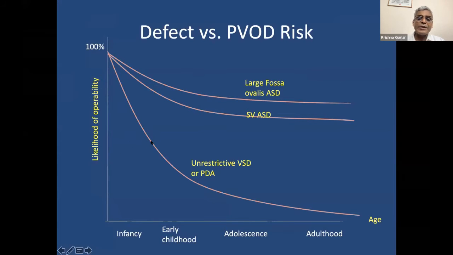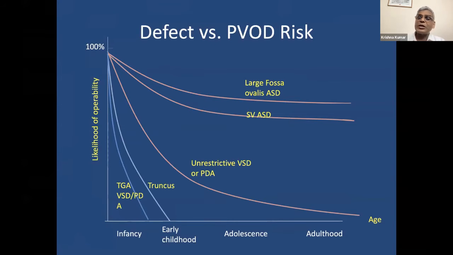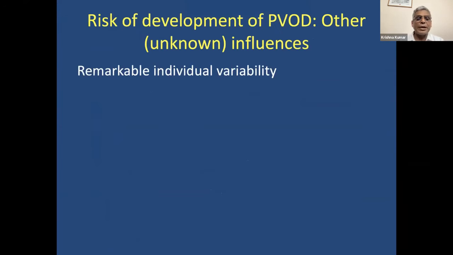but by second year of life, you would like to close all large VSDs, perhaps ideally by the first year of life. Truncus has a much more rapid progression towards PVOD, transposition with large VSD and PDA. You hardly would ever encounter somebody who's operable at the age of 4 or 5 years of age. So these rules are approximations. There is going to be a standard deviation around each of these curves, but by and large, they apply.